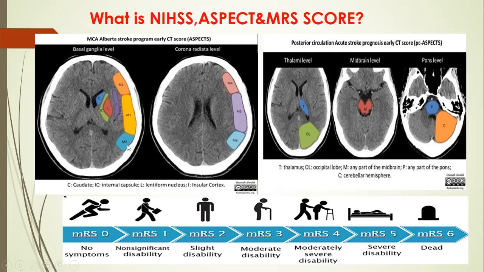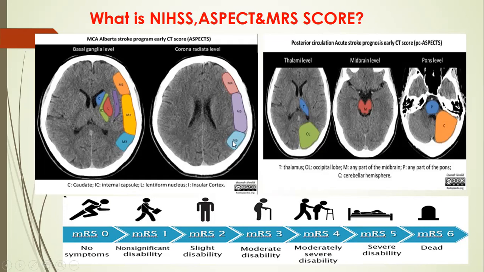M1, M2, M3 are middle cerebral artery branches. If it is adjacent to the insular cortex, this is called M2. In front of M2 is M1, and beyond M2 is M3. And at the supraganglionic level, M4, M5, M6. These are the same segments. Above M1 is M4, above M2 is M5, and above M3 is M6.